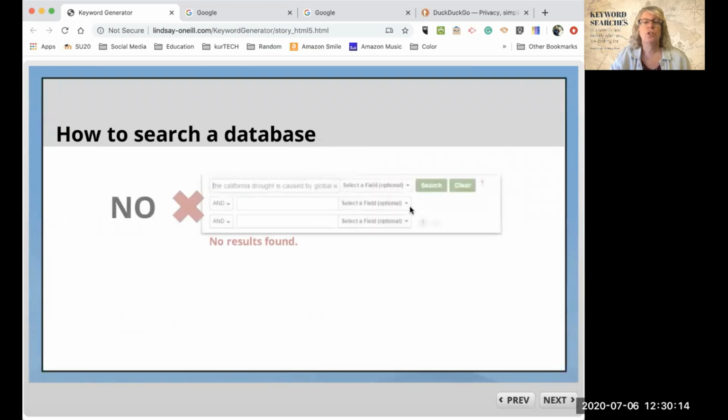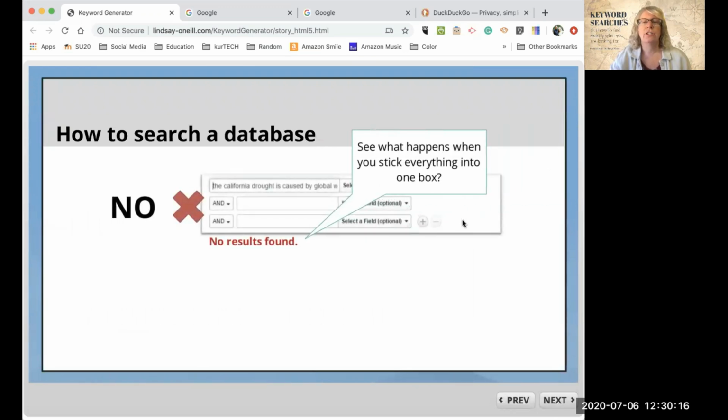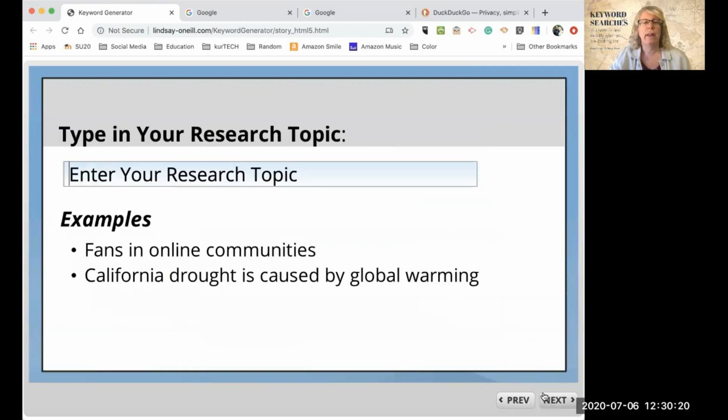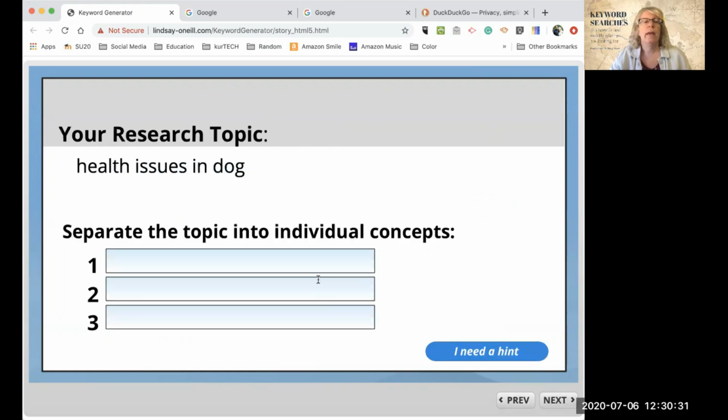So, how to search a database. This is going to just show you a couple of graphics and I'll let you read through those when you get here. But I'm going to enter in my topic here, health issues in dogs. Okay, so you have to think of a search topic you're going to look for. Now we need to break it down.